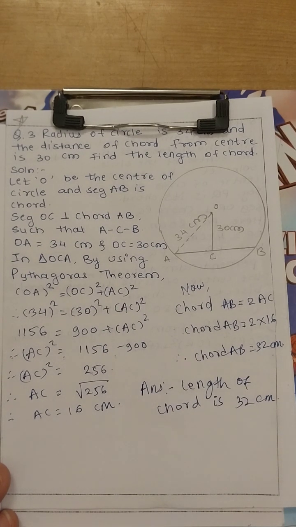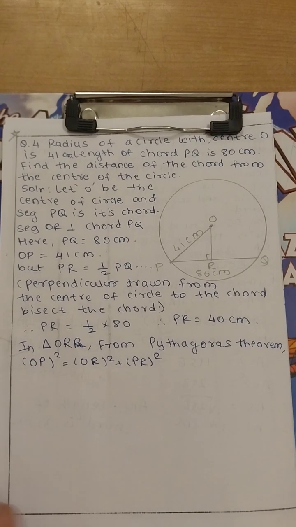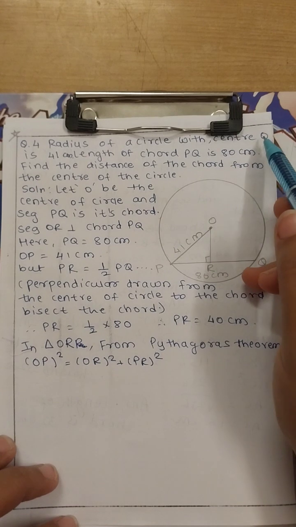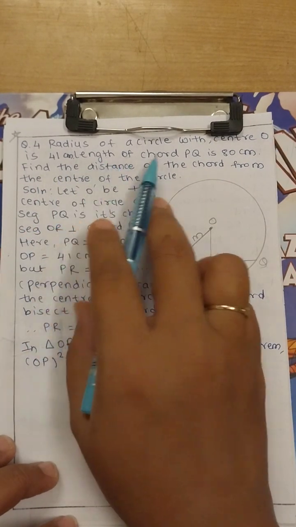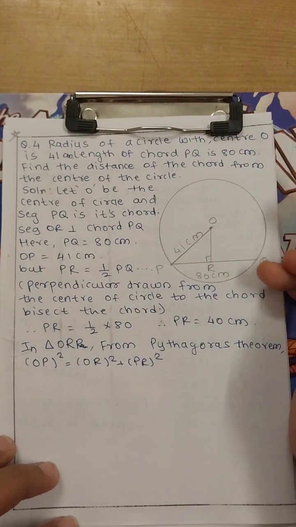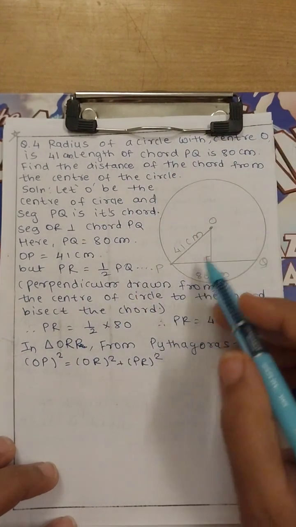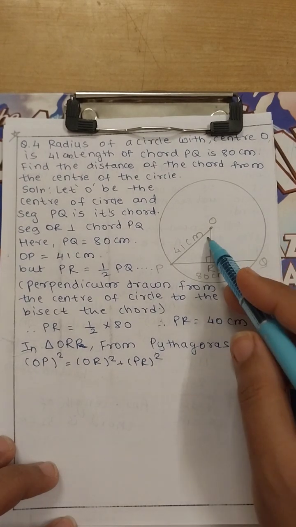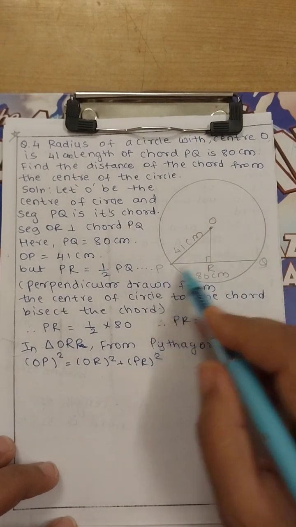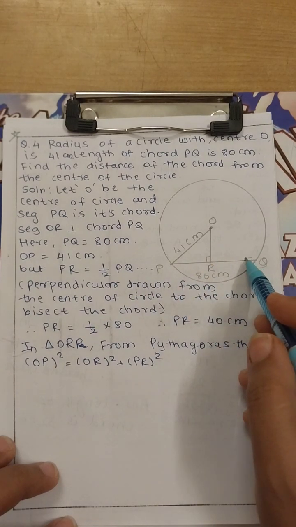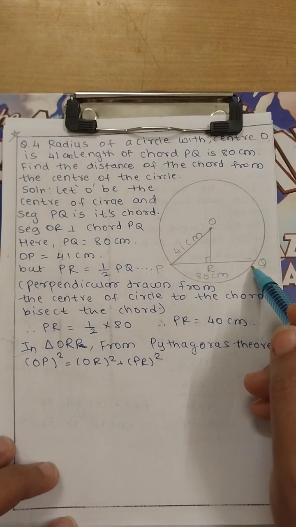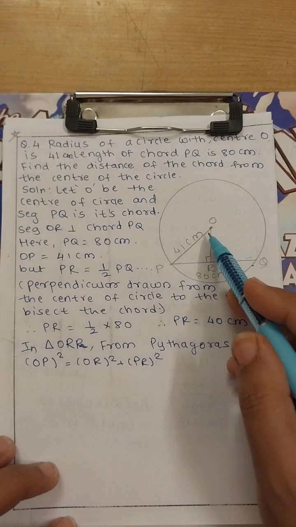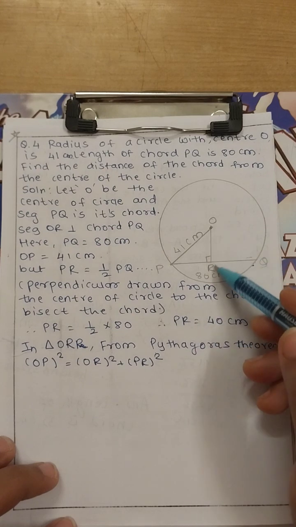Okay. Next example, fourth example. The radius of a circle with center O is 41 centimeter. The length of a chord PQ is 80 centimeter. Find the distance of the chord from the center of the circle. You have to find out OR.